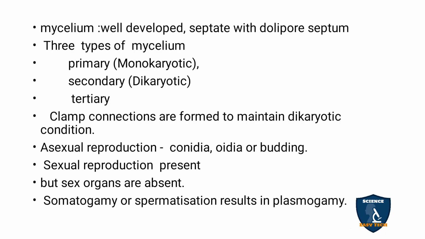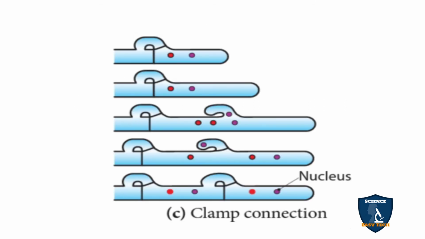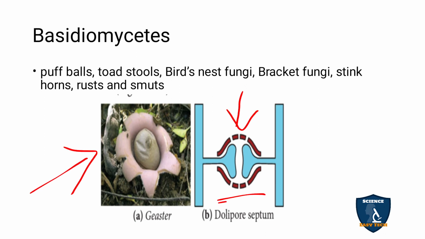So here also the mycelium is well developed, and it is septate with dolipore septum. So this is the dolipore septum, and it has cross walls. Okay, you have cross walls here and all. So this is the dolipore septum.